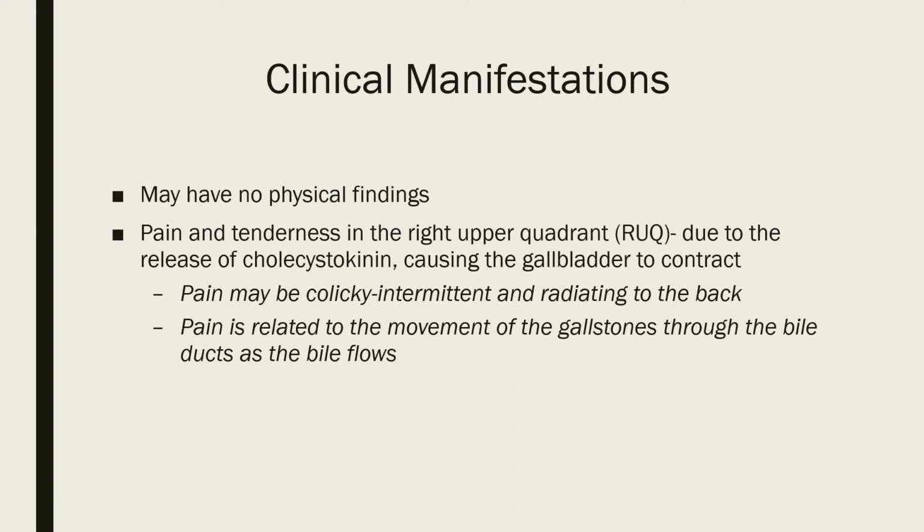So, some clinical manifestations. There may be none. There may be no physical findings whatsoever, not for the longest time. There may also be pain and tenderness in the right upper quadrant due to the release of this cholecystokinin causing the gallbladder to contract. So then this pain can be colicky. Colicky means that it is intermittent and it will radiate to the back. And this pain is related to the movement of the gallstones through the bile duct as the bile flows.